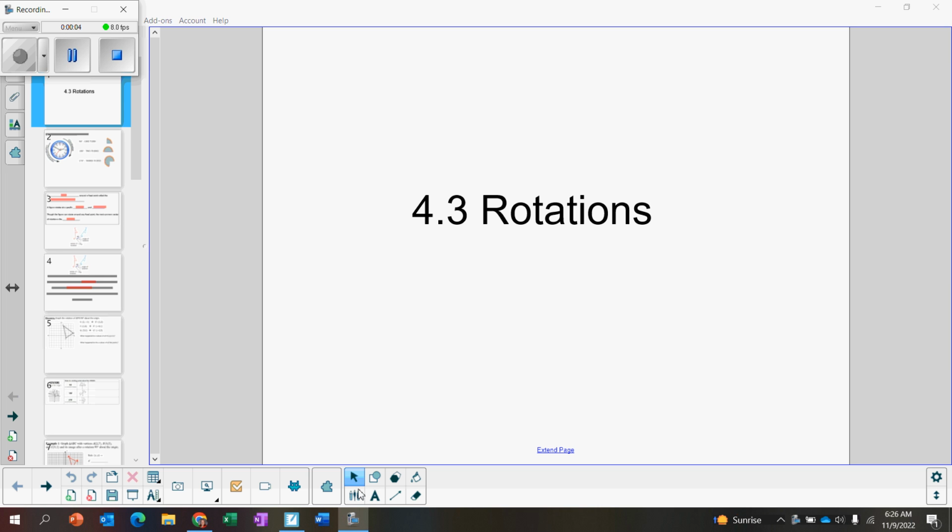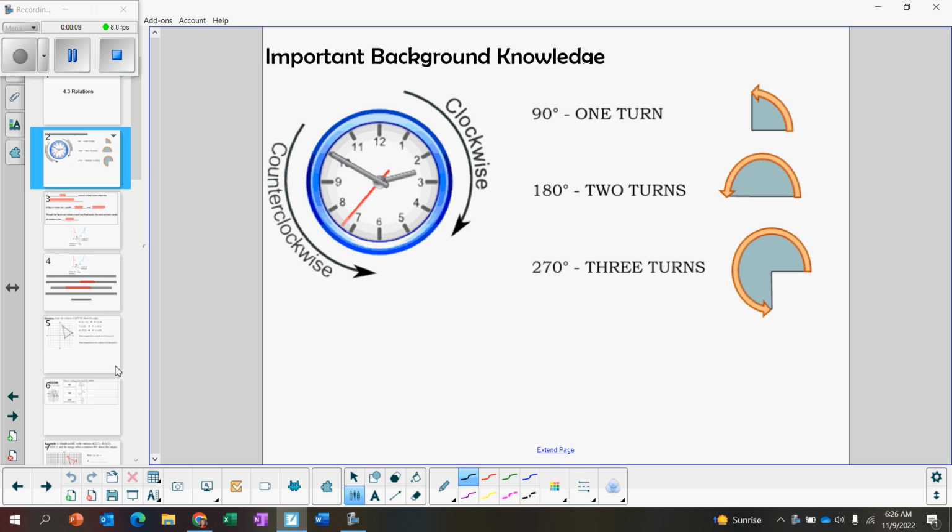This is lesson 4.3, and today we're going to be talking about rotations. So some important background knowledge for rotations. They can go in either the clockwise direction, which means it follows the hands of a clock, or counterclockwise, which would be going the opposite way the hands of a clock would go.